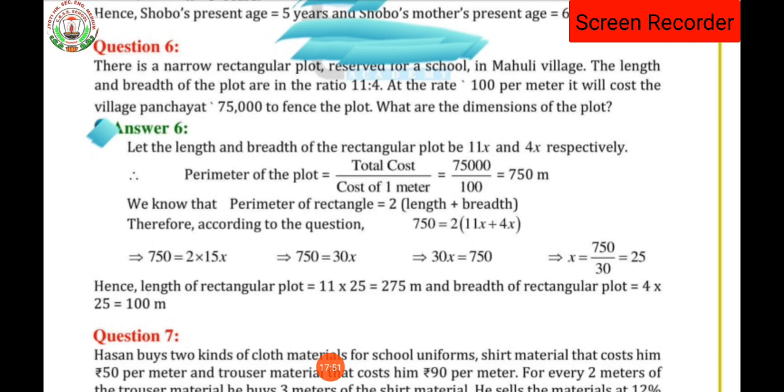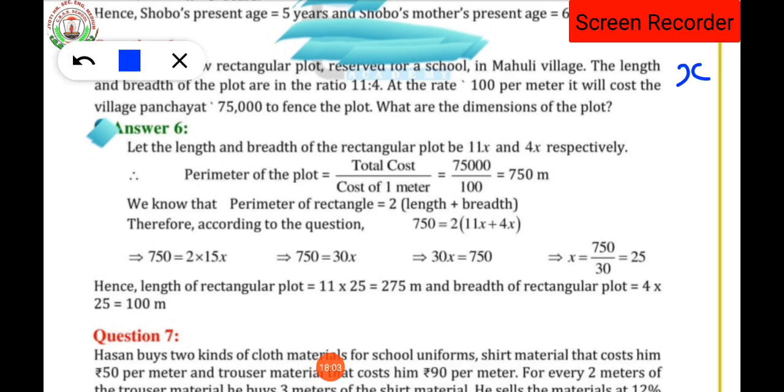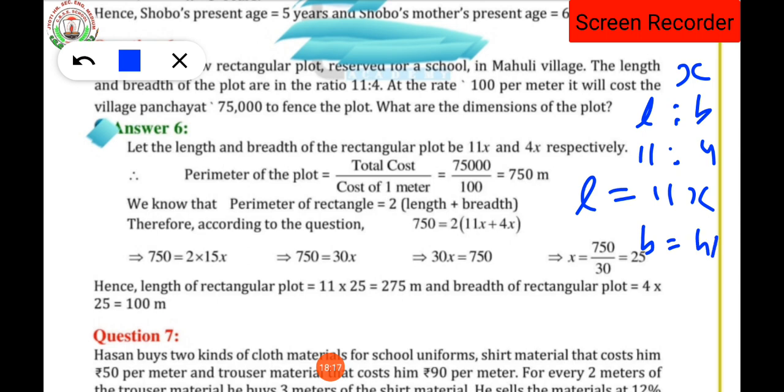So dear student, dimension मतलब होता है length और breadth. Okay, what are the dimensions? So dimension means length and breadth. So let the dimension we will consider as x. As the dimension is given in the form of ratio, that is L is to B is 11:4, so length will become 11x and breadth will become 4x.